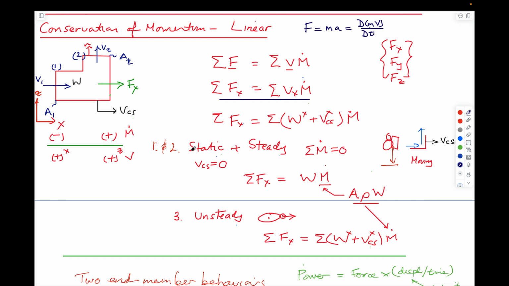We did some examples with static and steady systems. Static system means that the velocity of the control surface is 0. A steady system is where the sum of the mass flow rates into and out of the system, in this case on the left side and the top side, those mass flow rates would balance. So velocity in and velocity out would be the same. So these would be W's in that particular case. And so if that's the case, that it's static and steady, we can simplify this relationship, that the forces acting and the mass flow rates acting are pre-multiplied by the velocity relative to the control volume. So W is the velocity relative to the control volume.